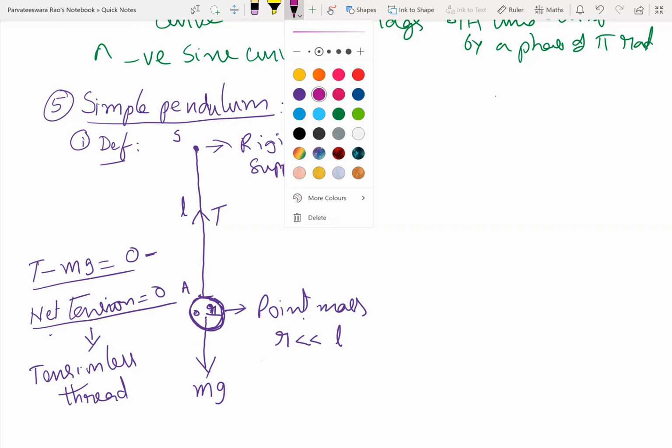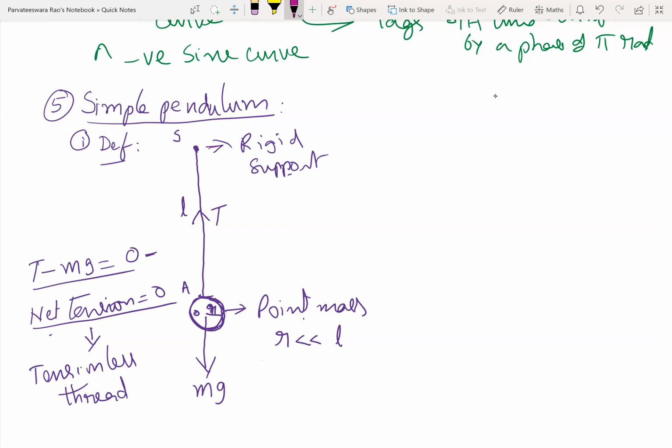Then the distance from the support to the center of gravity of the bob is called the length of the pendulum. Here is the center of gravity O of the bob. This is the point of support. Therefore, the distance from the point of support to the center of gravity of the bob is called the length of the pendulum.